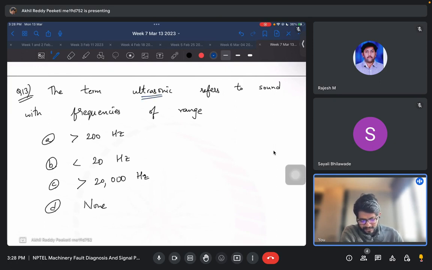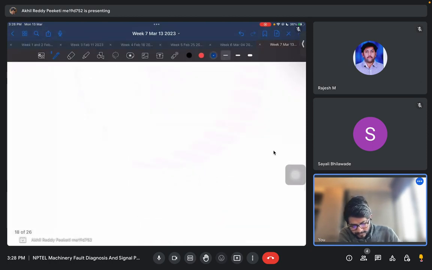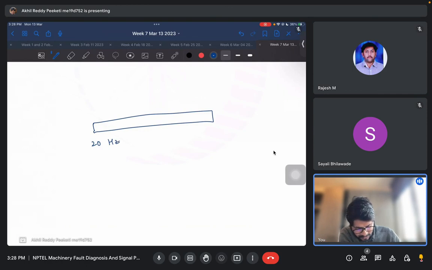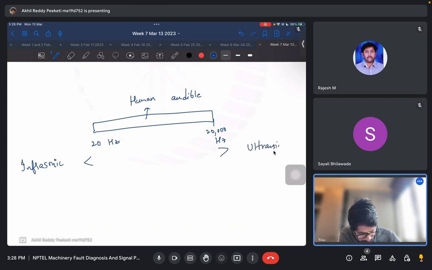And ultrasonic refers to frequencies in which range? Any idea based on the last question? Yes, so this is ultrasonic. From 20 hertz to 20,000 hertz is the human audible range. Less than this is infrasonic, and greater than this is ultrasonic. Okay. So 20 hertz to 20,000 hertz is the human audible range, above that we call them ultrasonic, and below 20 hertz we call them infrasonic.